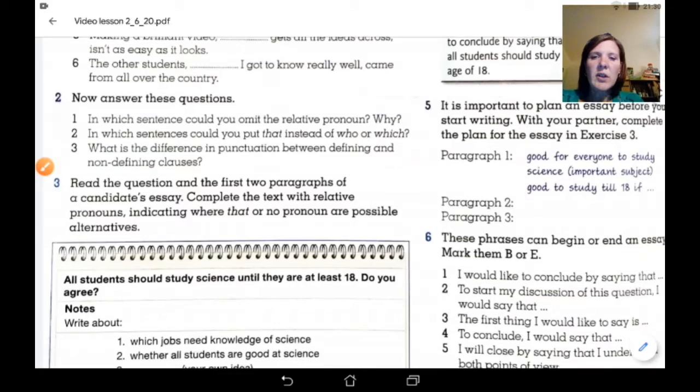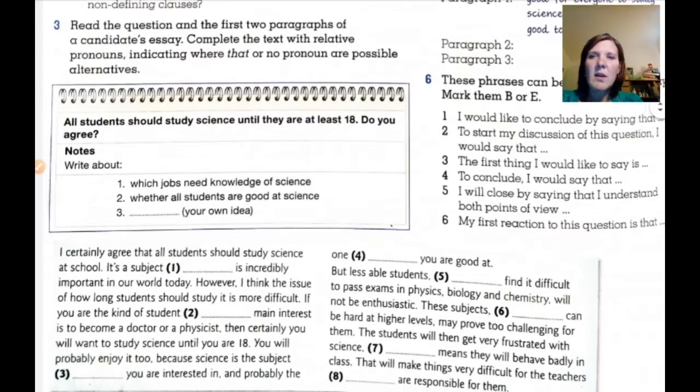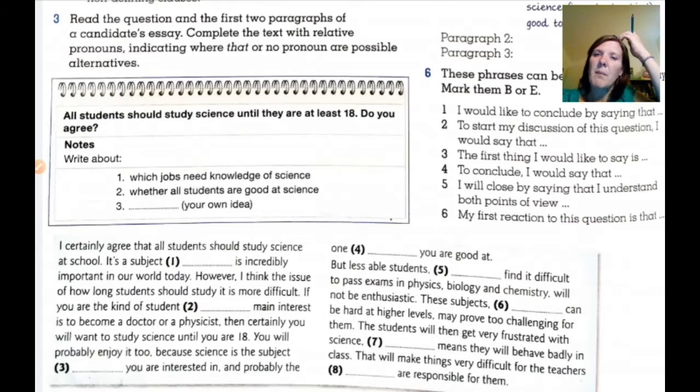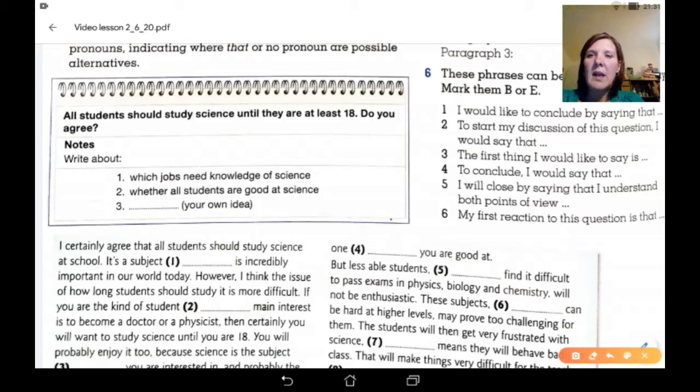So moving on to exercise 3 that you can see here, it shows you a sample of 2 paragraphs of a candidate's essay, okay? And what it asks you to do is complete the text with relative pronouns, as you can imagine, and the most important part here, indicate where that or no pronoun are possible alternatives, okay? Have a go at that now. Pause it and then I'll tell you the answers as usual.